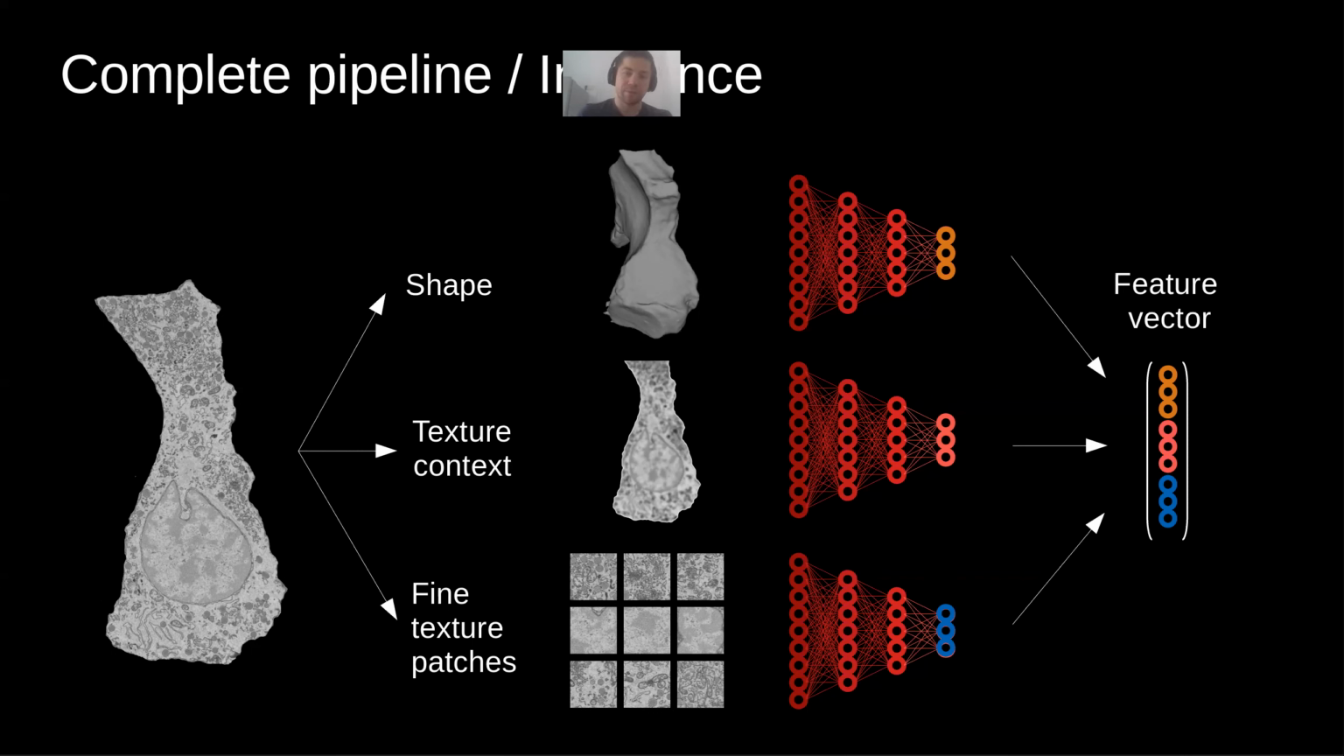Now, this is our pipeline, but how do we know that we actually learned the right thing, that our features have these properties of reflecting cell type and that morphologically similar cells are close to each other in feature space? In order to evaluate this and make sure that this is the case, we designed different experiments.